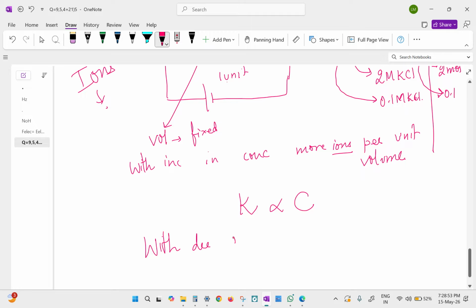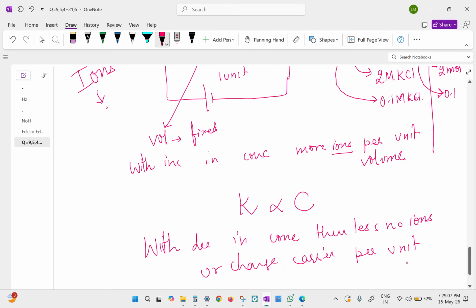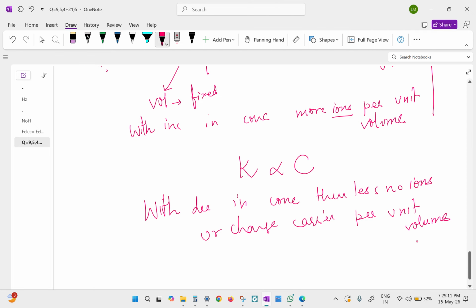With decrease in concentration, there are less number of ions or charge carriers per unit volume. That's why we said unit volume. So that means if concentration increases, conductivity increases. On the other hand, if the concentration decreases, the conductivity value will decrease. Is that clear?